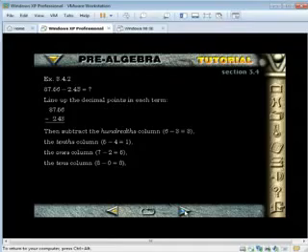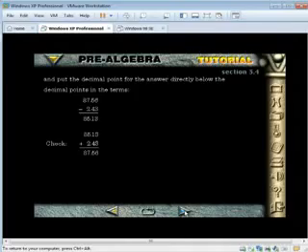The ones column, 7 minus 2 equals 5. The tens column, 8 minus 0 equals 8. And put the decimal point for the answer directly below the decimal points in the terms, like this. To check, 85.13 plus 2.43 equals 87.56.